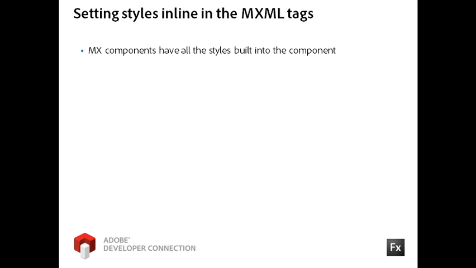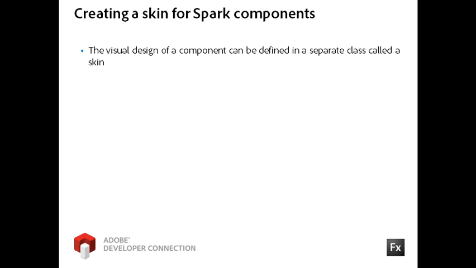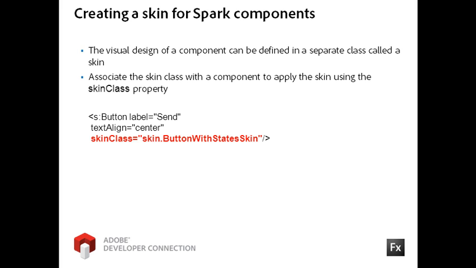For MX components, you can apply many styles directly to the component as property values. Because Spark components are built differently, you only have a few available properties that you can set, like background color. If you want to apply styles to a Spark component, you will usually want to create a skin for it. You will create skins as separate MXML class files and then apply them to a component using the skin class property. This example shows that you reference the skin class by first referencing its package. In this case, the skin resides in the skins directory of the project.